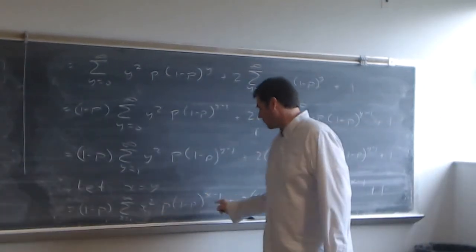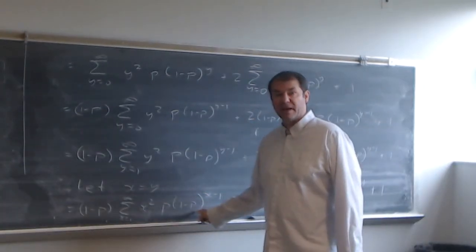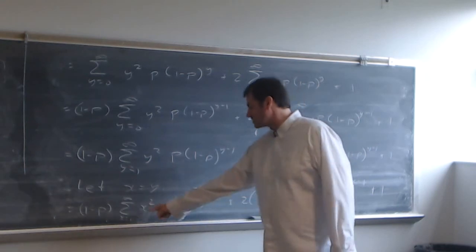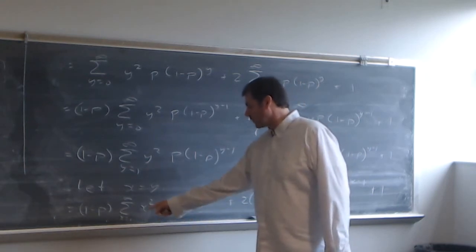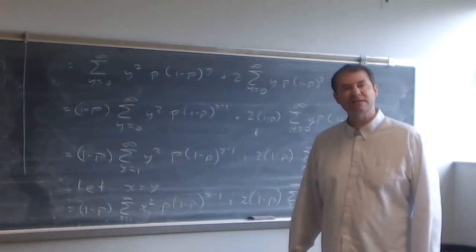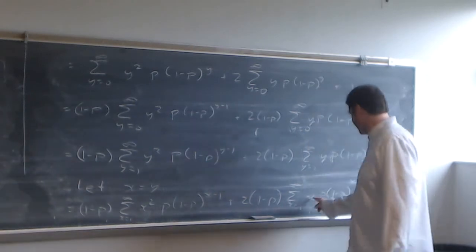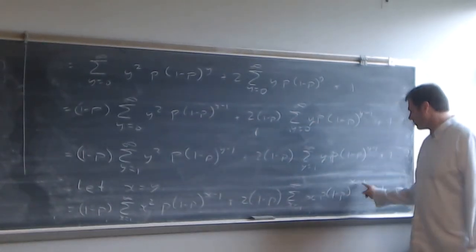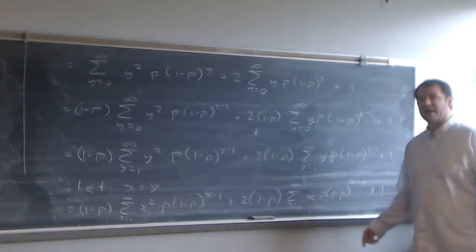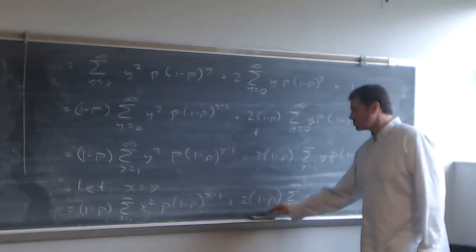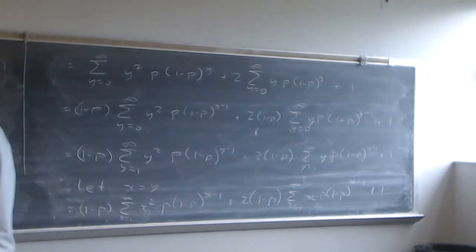Here's what I see. This right here is nothing more than the PMF of a geometric random variable. And you're summing it over x squared times it. Well, that's the expected value of x squared. So that's great. Here, this is nothing more than the expected value of x, where x is a geometric with parameter p. And you've got plus 1. So having made those observations, here's what we get.